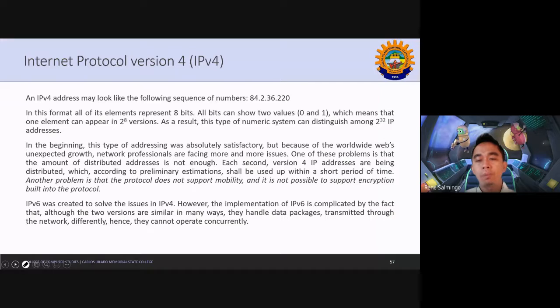Because the implementation of version 6 is complicated and it has a different numeric system, in such cases we still use version 4 to handle small amounts of data. And both of them cannot operate concurrently. Version 6 operates differently from version 4.